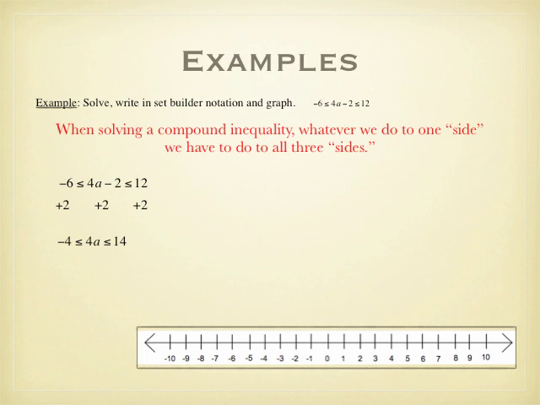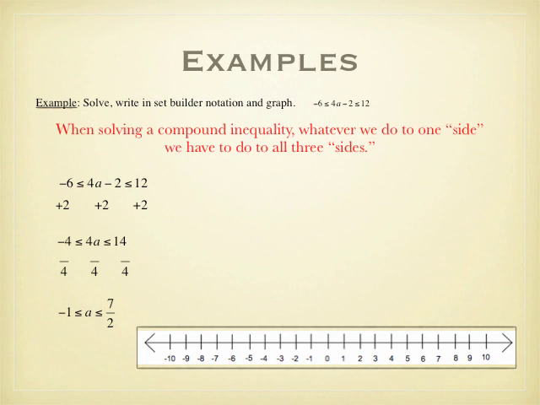Now some people, and I'm not sure why, want to get rid of that negative 4 and they want to add 4, but you can't do that. Only look at the middle and decide how to get that variable by itself. That's really important. So I look at 4a, I want a by itself, so that tells me I need to divide by 4. But if I divide the middle by 4, I also have to divide the sides by 4. So on the left I have negative 1, in the middle I have a, and then on the right I have 14 divided by 4, which is 7/2. So I'm done because my variable is by itself.